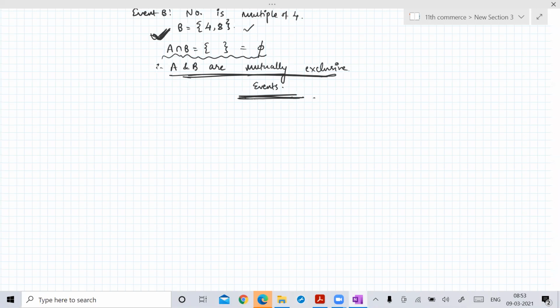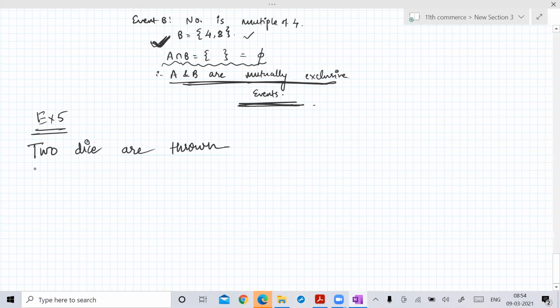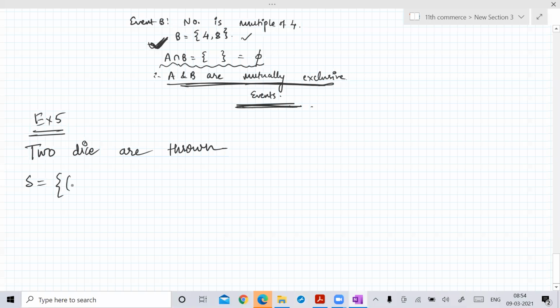Let's consider question number five. Write the favorable outcomes for the following events. 2 dice are thrown. Example 5. 2 dice are thrown, so what will the sample space be?